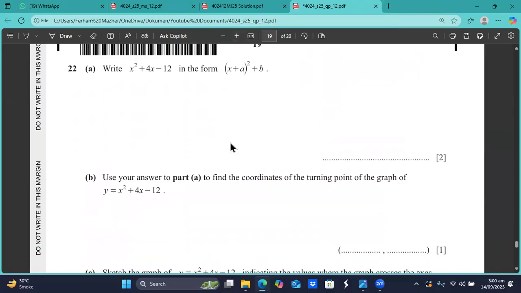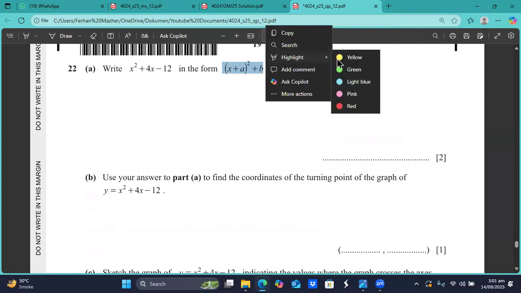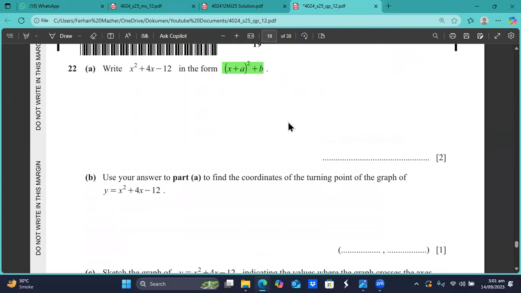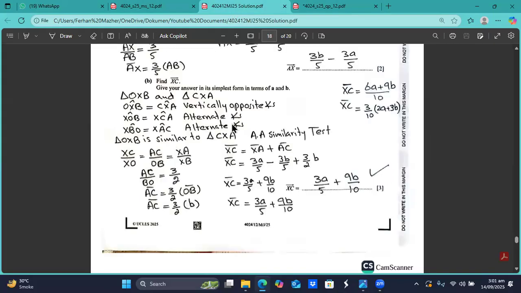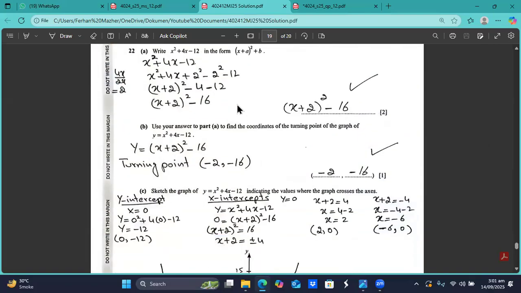So here is question number 22. Part A: write x squared plus 4x minus 12 in the form. Okay, how do you get this form? You get this form by the completing the square method. So we will apply the completing the square method.